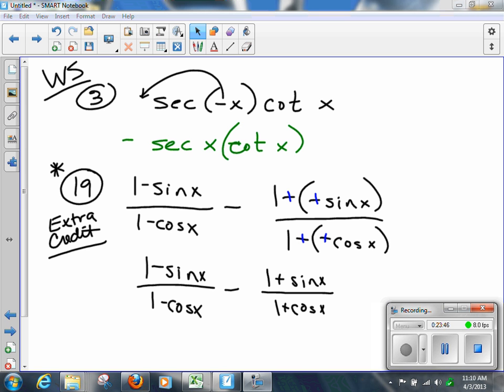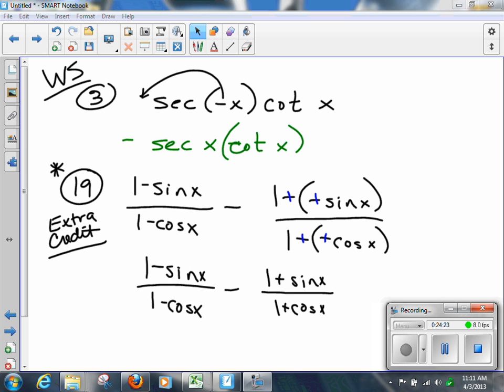All you have to do is move that negative sign to the front and rewrite the problem as negative secant x times cotangent x. It's just like it has a -1 as coefficient. And then you keep whittling it down to go from 2/4 to 1/2. Simplify as far as you can get it. Same thing for number 19. Number 19 is going to be extra credit. If you choose to do it, fine. If you don't, fine.